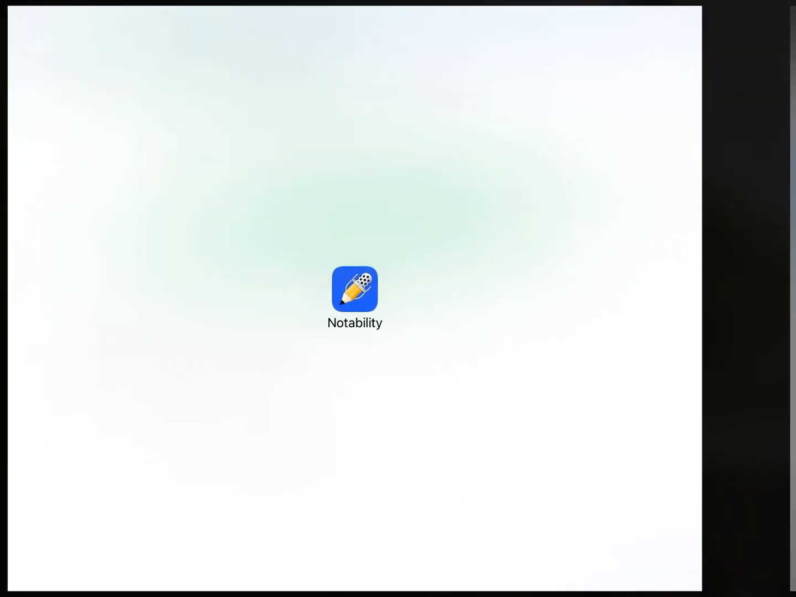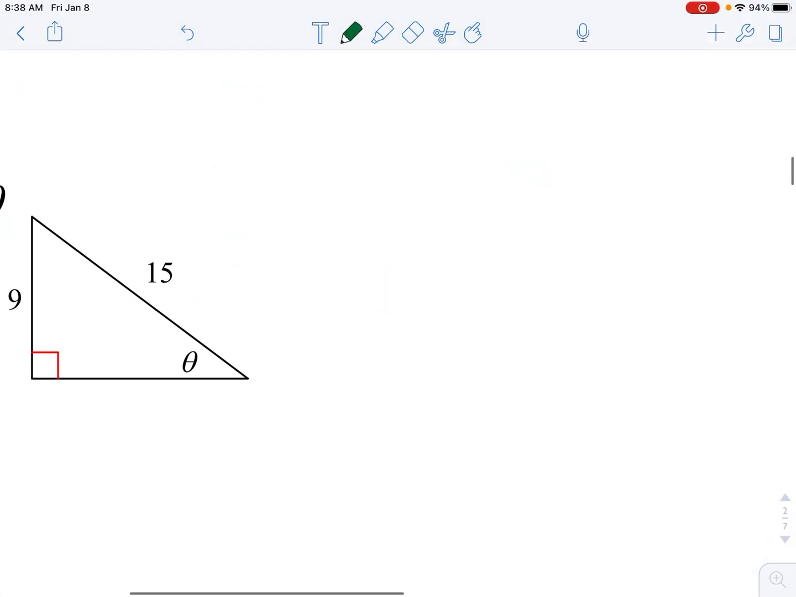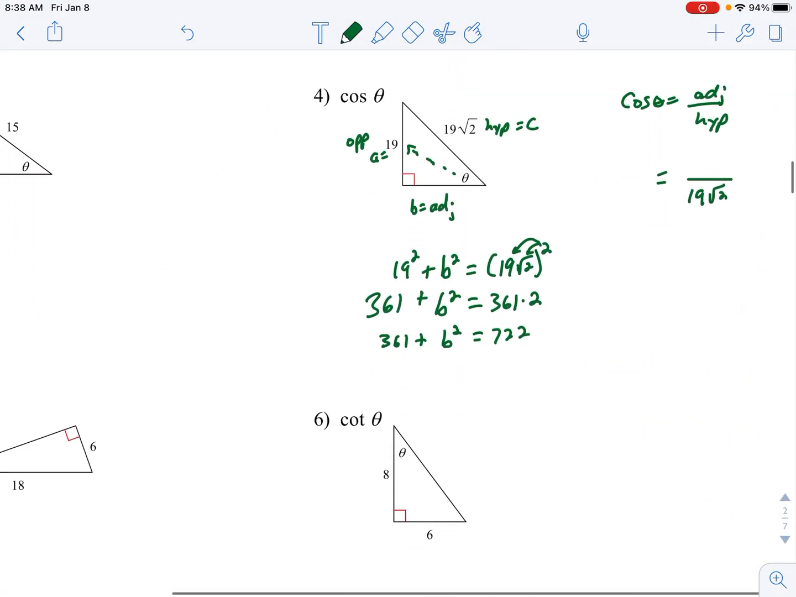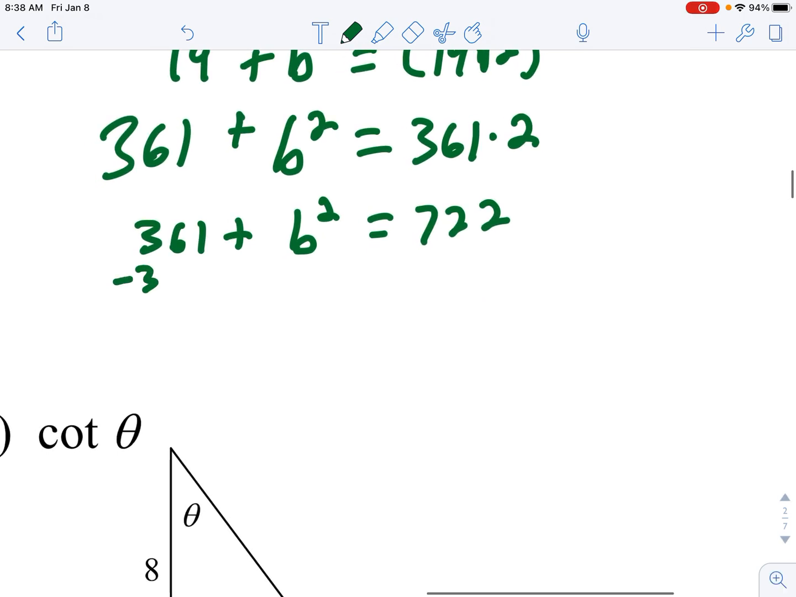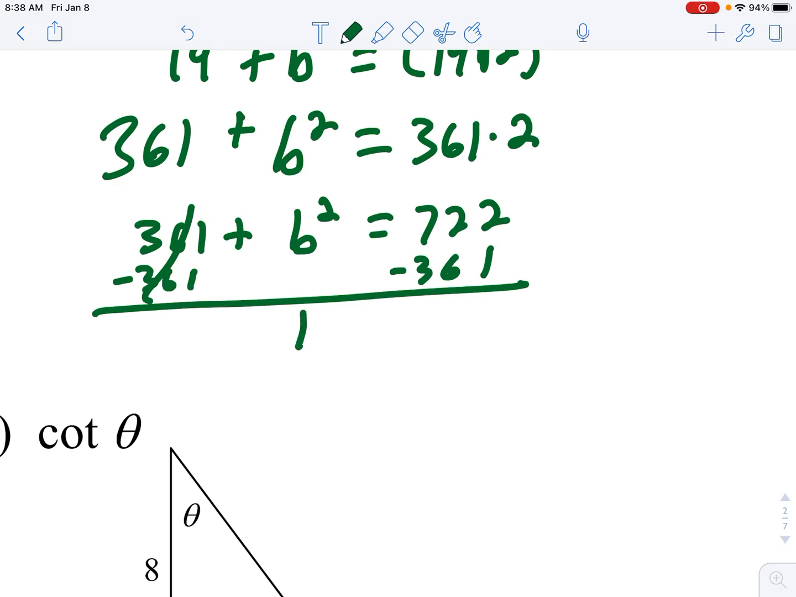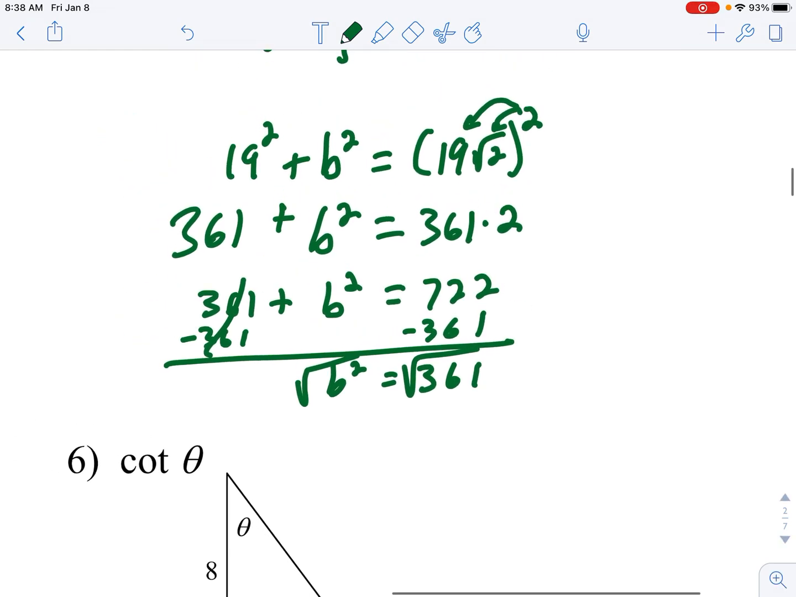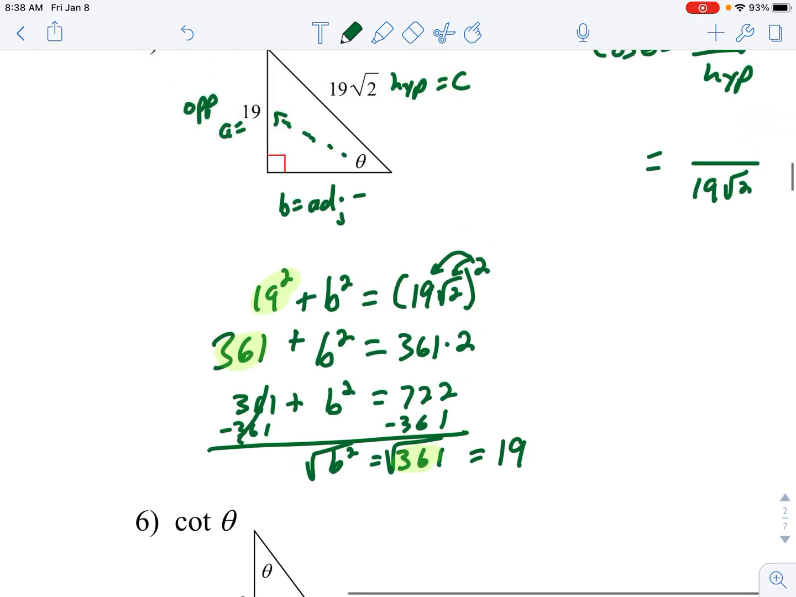I don't think I need the calculator anymore. I'll get rid of that. Whoa, what happened? There we go. Subtract 361 on both sides. I get B squared equals 361. 722 minus 361 is 361. When I square root both sides, well, we just talked about how 19 squared is 361, so the square root of 361 is 19. This side is 19.